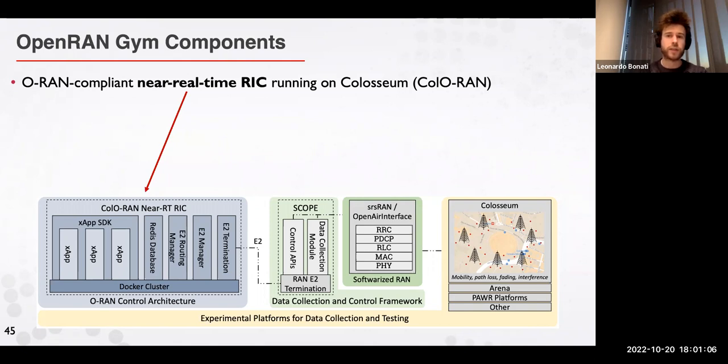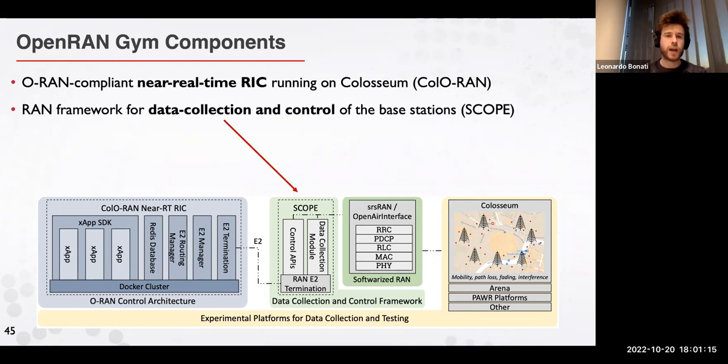And this is, for instance, provided by our ColO-RAN approach that I was mentioning in the previous slides, which takes care of the near-real-time RIC in the network. Then we have some data collection and control capabilities that are carried out by our SCOPE framework, which interfaces with cellular protocol stacks, srsRAN and OpenAirInterface, which are open source programs to deploy a cellular network that runs on general-purpose servers and controls real radios.